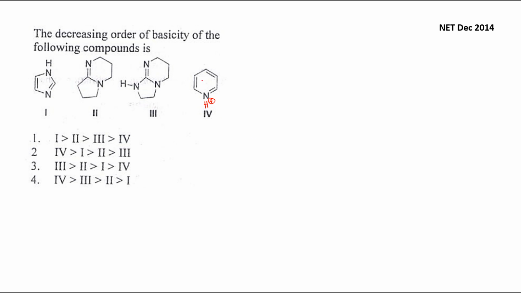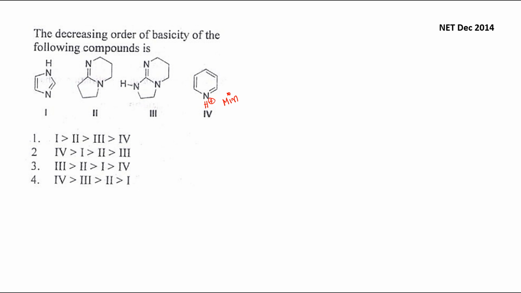Delocalization is possible within this ring. These three double bonds can change their position, but the positive charge is not localized, right? So that means this is not very stable after protonation. So this is the minimum basic. Now if this is minimum basic, 4 is in the last position that we should get, right?